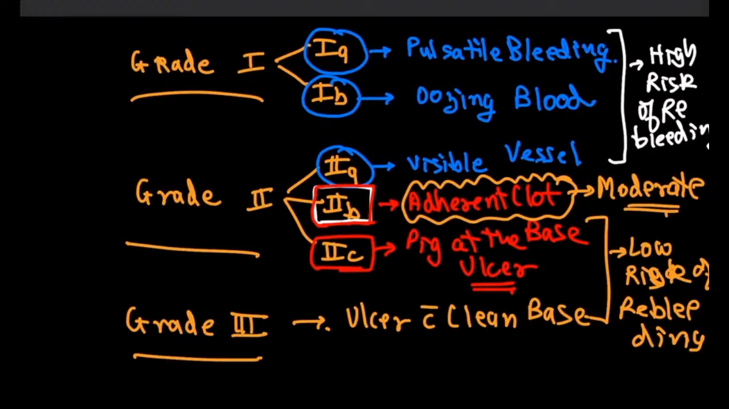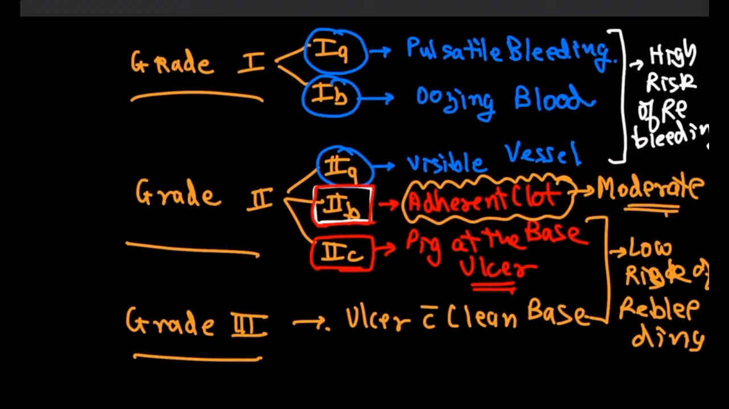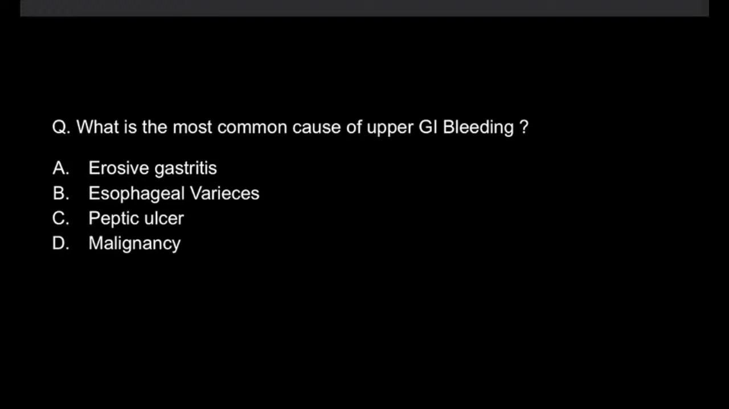If you have the grade 2B, that is an adherent clot, in this particular patient there is a moderate risk of rebleeding. So guys, please understand, if you are saying that it is an esophageal varices, you're wrong.